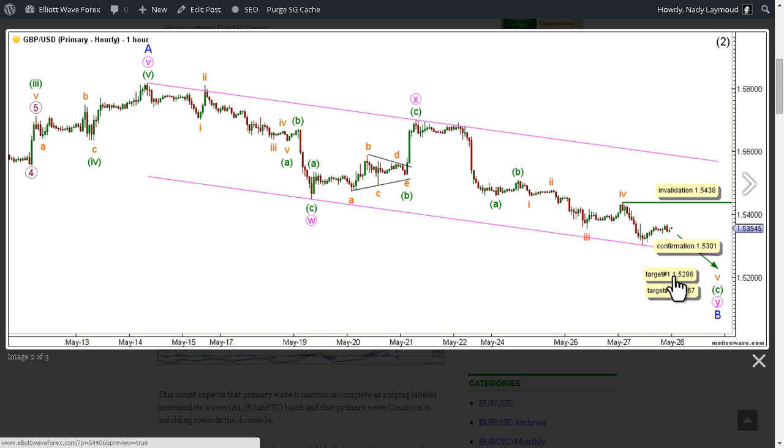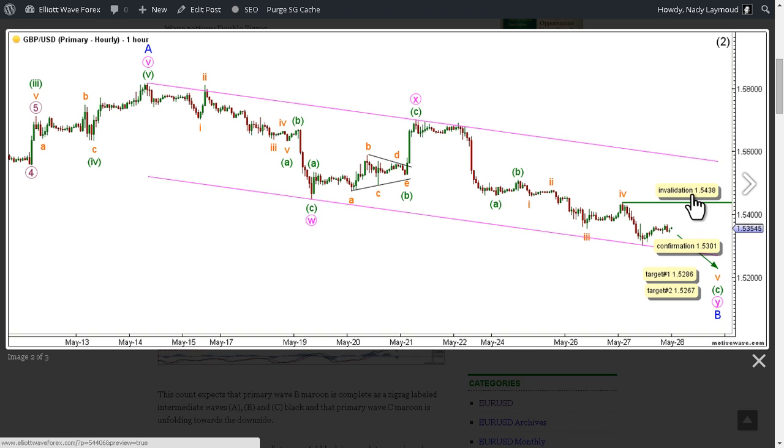The first target is at 1.5286, as at that level wave 5 orange will reach 100% the distance traveled from the start of wave 1 orange to the end of wave 4 orange, and the second target is at 1.5267, as at that level wave C green will reach equality with wave A green. This count would be invalidated by movement above 1.5438, as within wave 5 orange, no second wave may retrace more than 100% the length of its first wave.